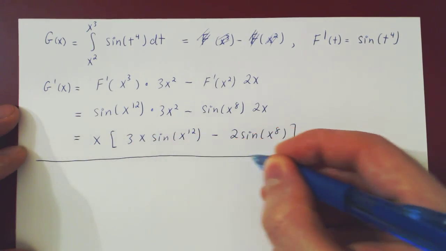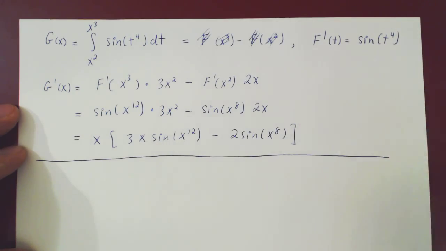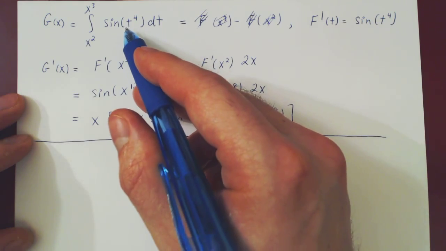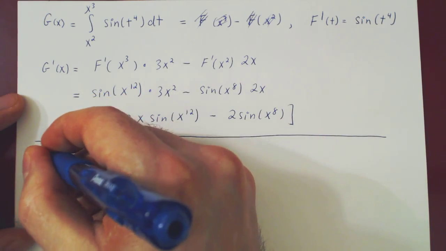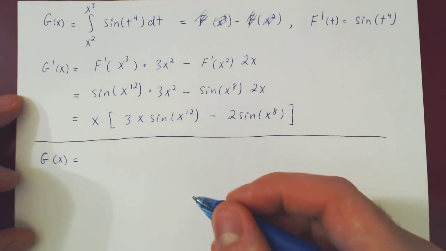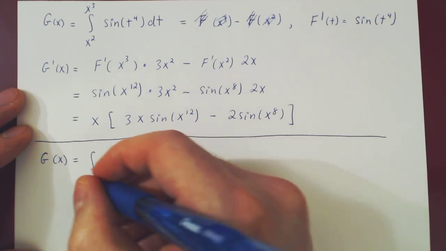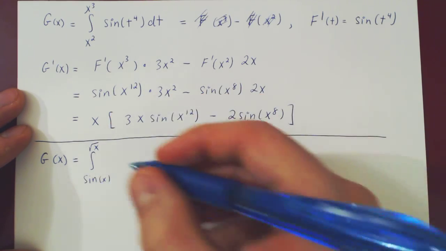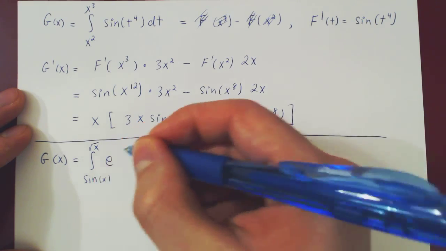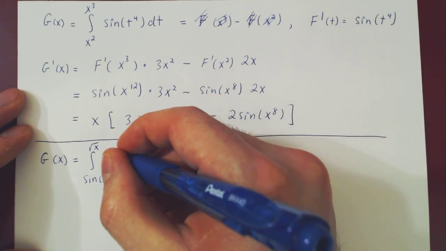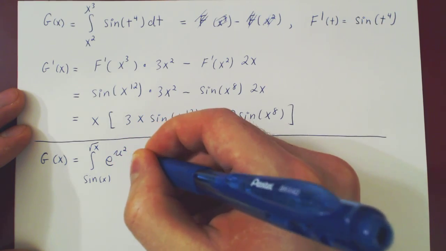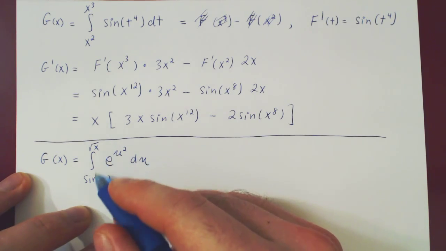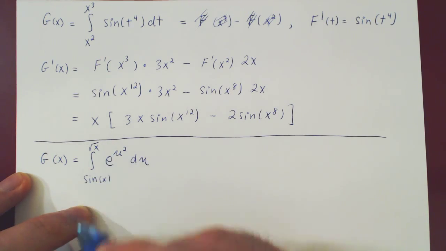Alright, let's do one other short example. Instead of t now, I'll use a different variable to really emphasize that what we have is a function of x, and this variable here is a dummy variable. So what if I integrate, say, from sine of x to root of x, e to the u squared du. Again, u here is a dummy variable, x is the key variable, so g is a function of x.